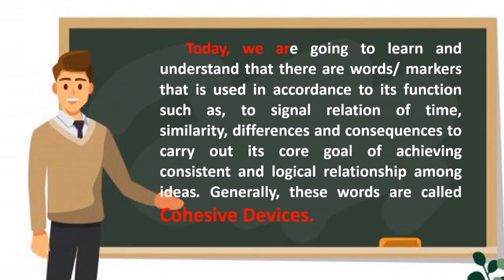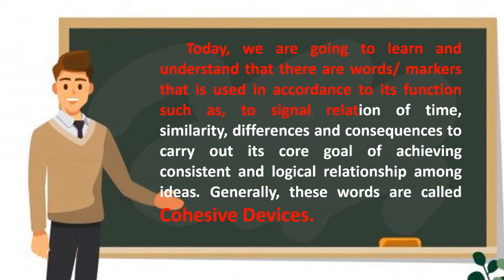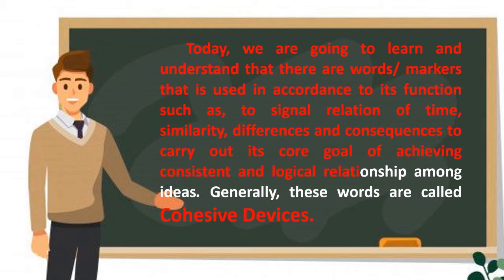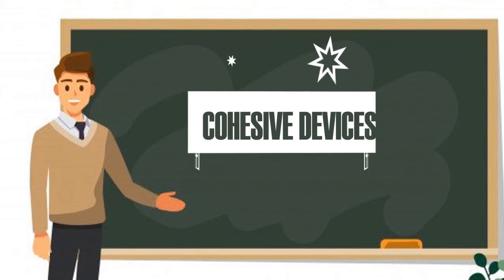Learners, today we are going to learn and understand that there are words or markers that are used in accordance with their function, such as to signal relations of time, similarity, differences, and consequences, to carry out their core goal of achieving a consistent and logical relationship among ideas. Generally, these words are called cohesive devices.